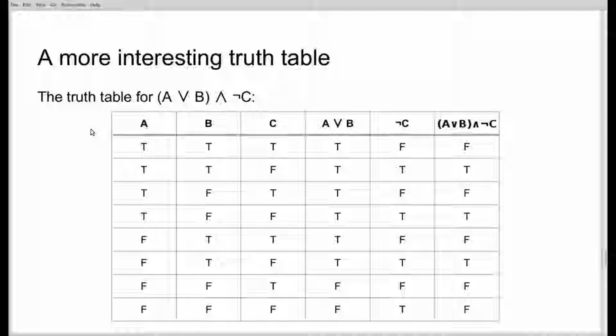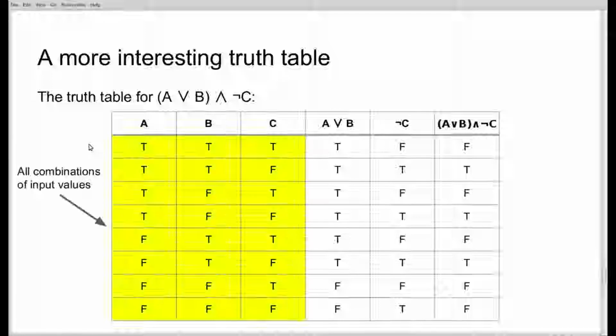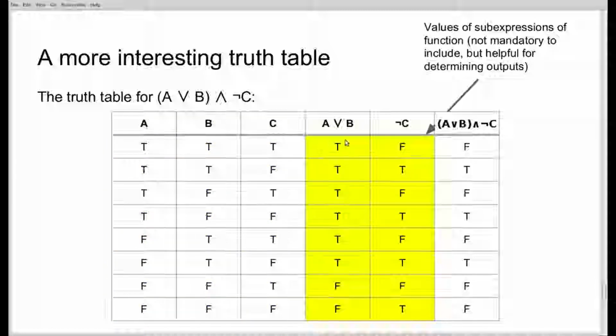Here is a larger and more detailed truth table, but we see the same features as before. We have this section where we are showing all of the possible combinations of, in this case, our 3 input values. In this middle section, which is not really required for this truth table, we are showing the values for each combination of inputs of two important sub-expressions in this Boolean formula, the A or B part of the formula and the not C part of the formula.